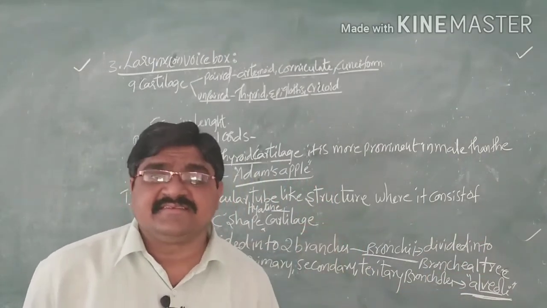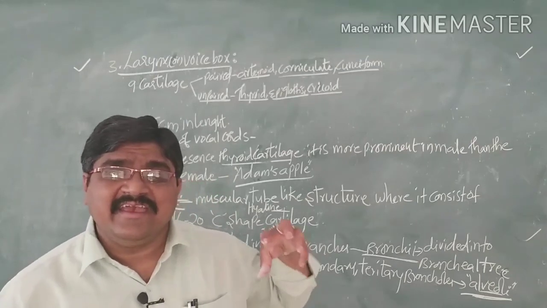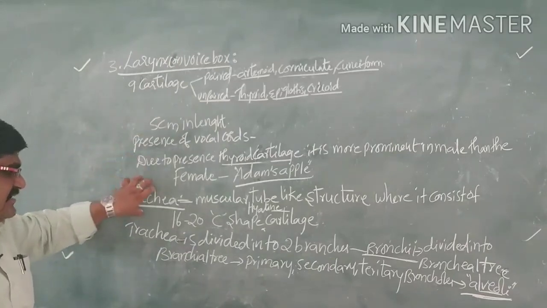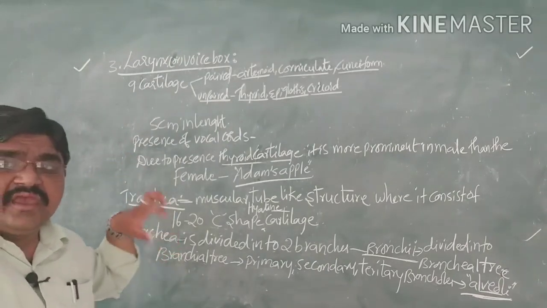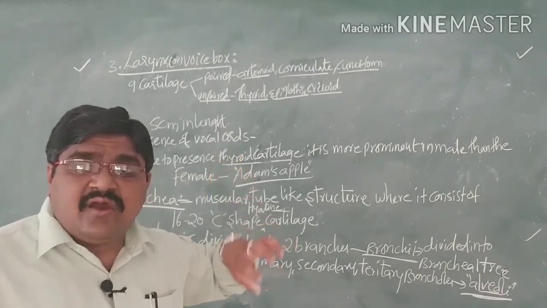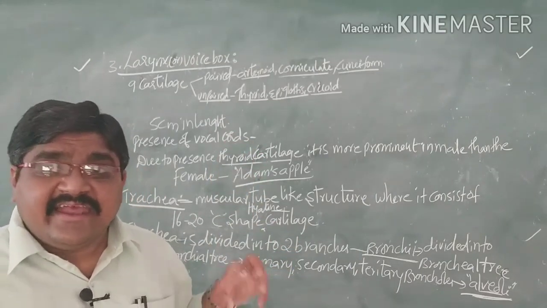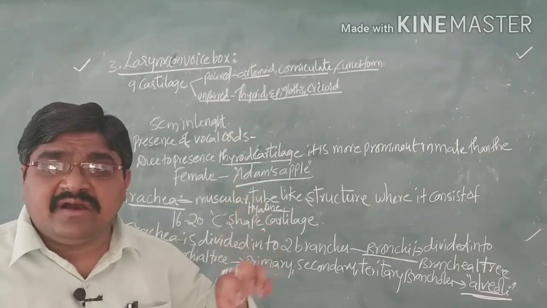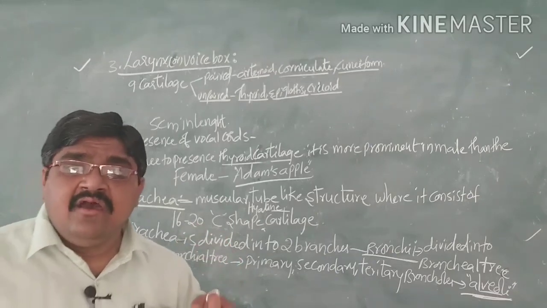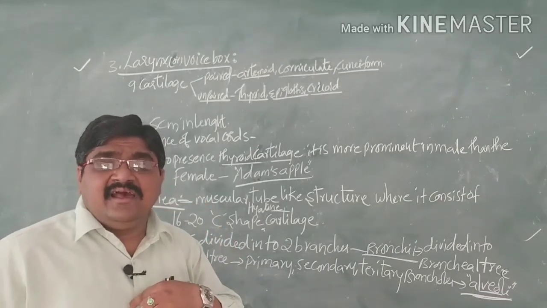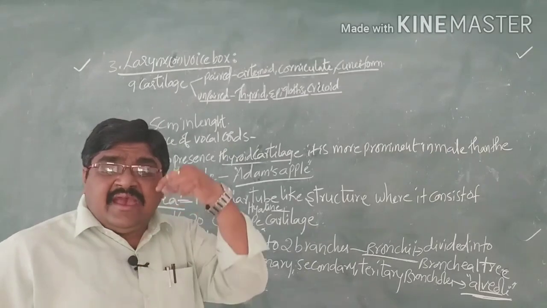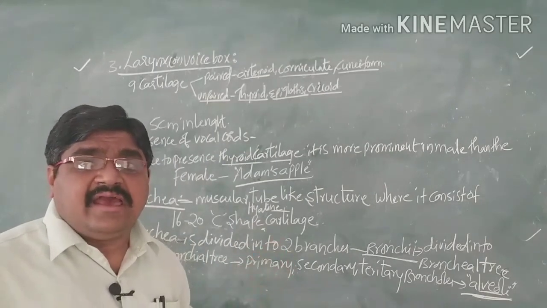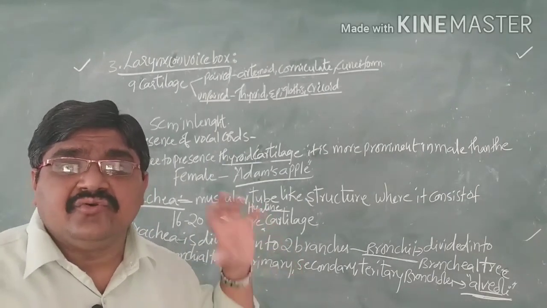So the trachea is connected to the bronchi, and the bronchi enter into the two lungs. Up to the bronchi we call it the conducting zone. It is meant for the passage or movement of air from the nostrils to the lungs, or from the lungs to the nostrils. It is helpful only for the passage of air, so these are called conducting zones.